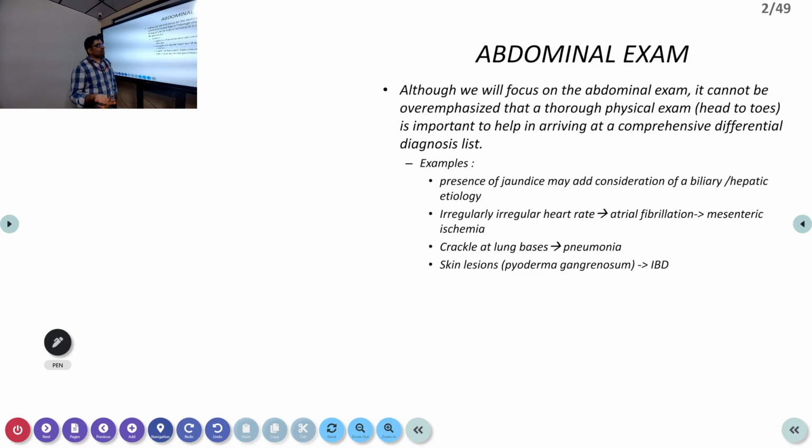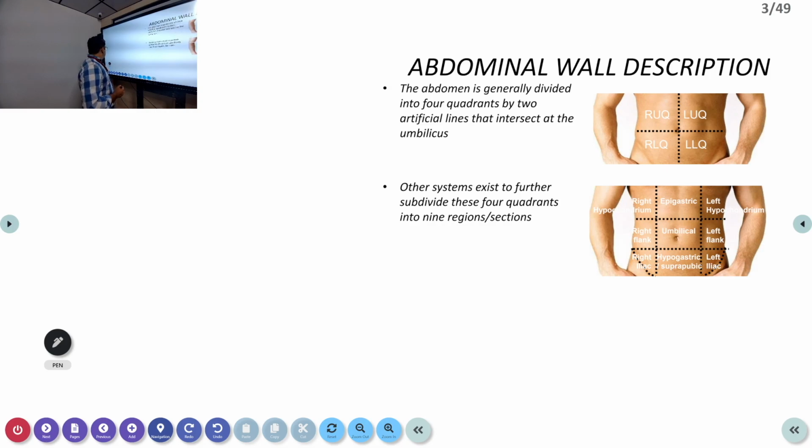Still, if some masses are palpable, then you can correlate the pathology, and that is what we will be discussing, the abdomen masses. Okay. Next, the abdomen wall description.